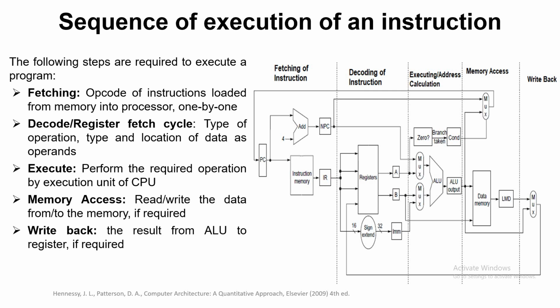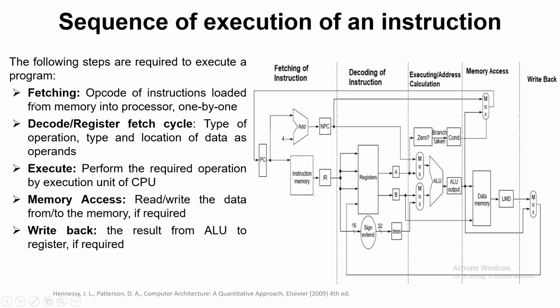First of all, we will try to understand the sequence of execution of an instruction. As we know, to execute an instruction, we have to follow certain steps. Initially, whenever we want to write a program, we have to store the program in the form of instructions in the instruction memory. Whenever we want to execute any instruction, we have to fetch the opcode of the instruction from the instruction memory and load it to the processor.